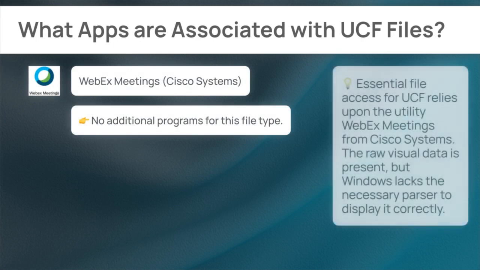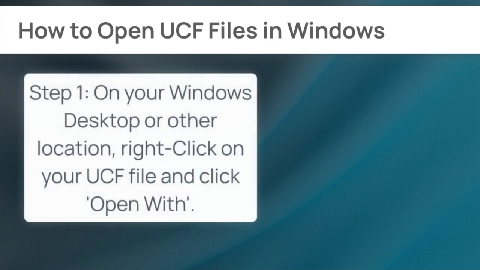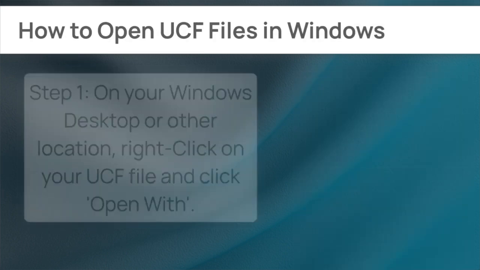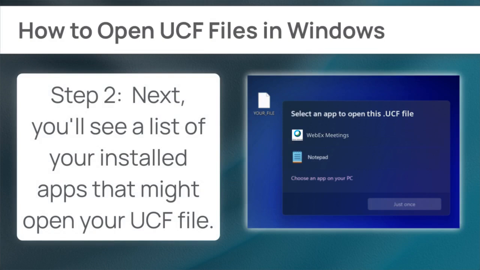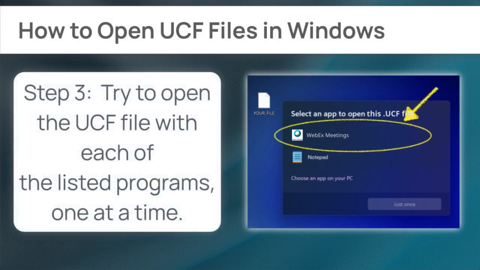Viewing this file correctly requires specialized software that ignores the Windows association data. Windows allows minimal preview, but accurate reading requires tools made for that data format. We are checking for a viable reader. Right-click your UCF file and select Open with. Use WebEx Meetings if installed. If it's not there, try a different program. We need to find the correct decoder.